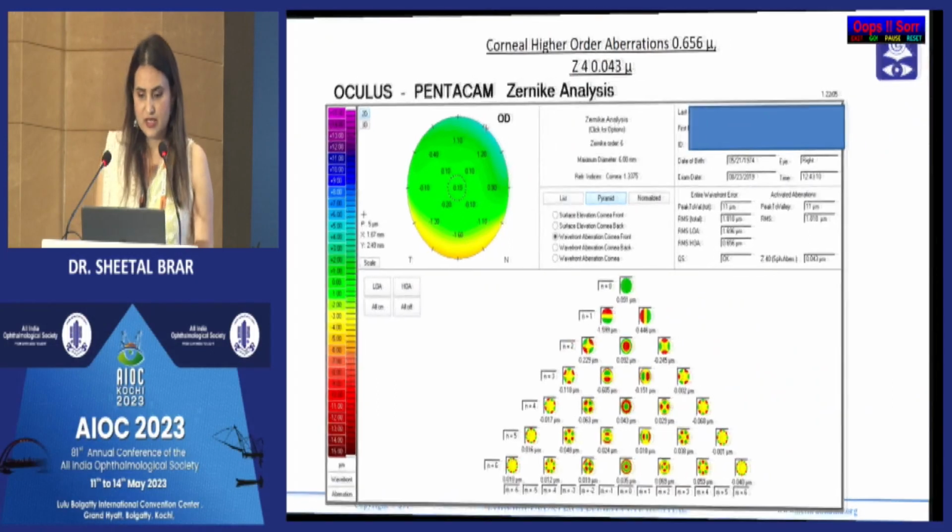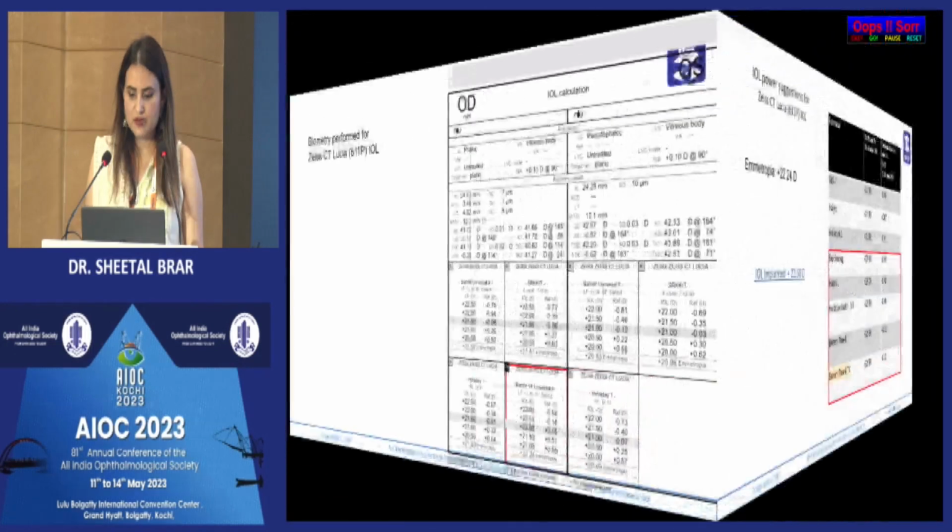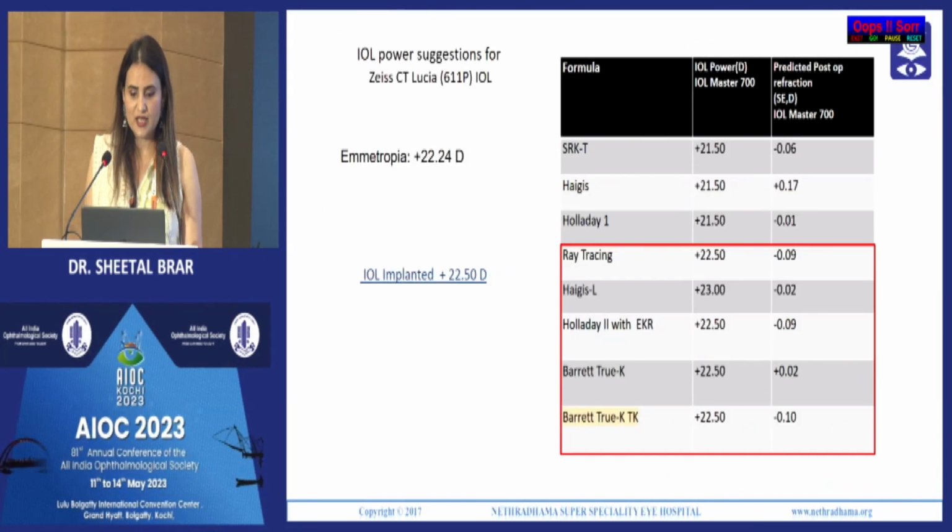And this is the Zernike analysis. Corneal aberrations were also on the higher side, so we decided to perform biometry for a Zeiss CT Lucia, which is a monofocal lens. We checked with different formulae, and here you can see on the top the three third generation formulae, and then the ray tracing, Haigis-L, Holladay 2 with EKR, and Barrett True-K and True-K TK. They are all specific post-refractive surgery formulae, modern generation.